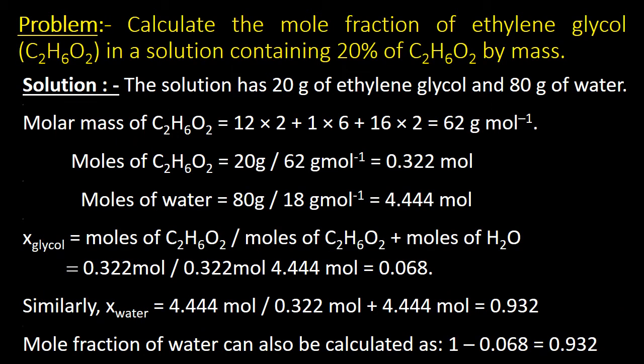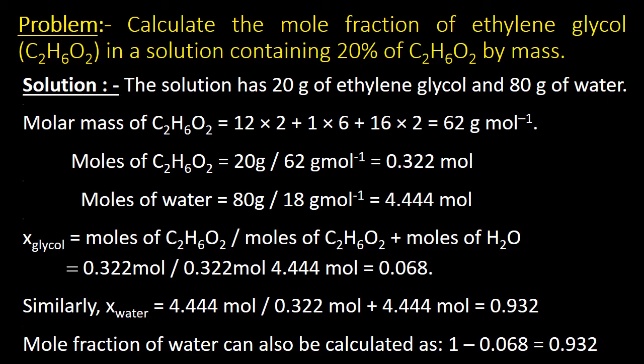Problem on mole fraction. Calculate the mole fraction of ethylene glycol in a solution containing 20% of ethylene glycol by mass. The solution has 20 gram of ethylene glycol and 80 gram of water. The molar mass of ethylene glycol can be calculated by using the molecular formula, which is equal to 62 gram per mole. The number of moles of ethylene glycol can be calculated by using the formula, mass by molar mass. Mass of ethylene glycol is 20 gram, molar mass is 62. 20 gram divided by 62 gram per mole is equal to 0.322 mole.